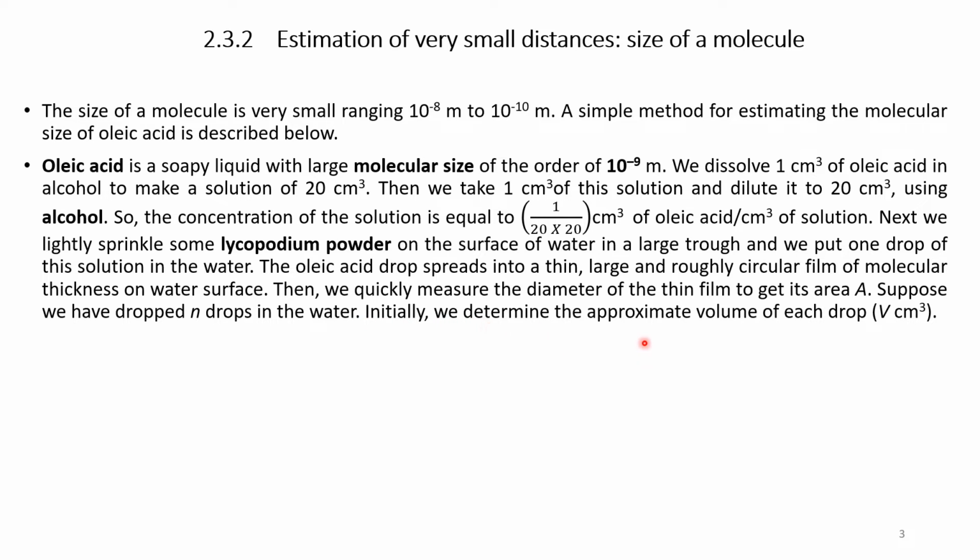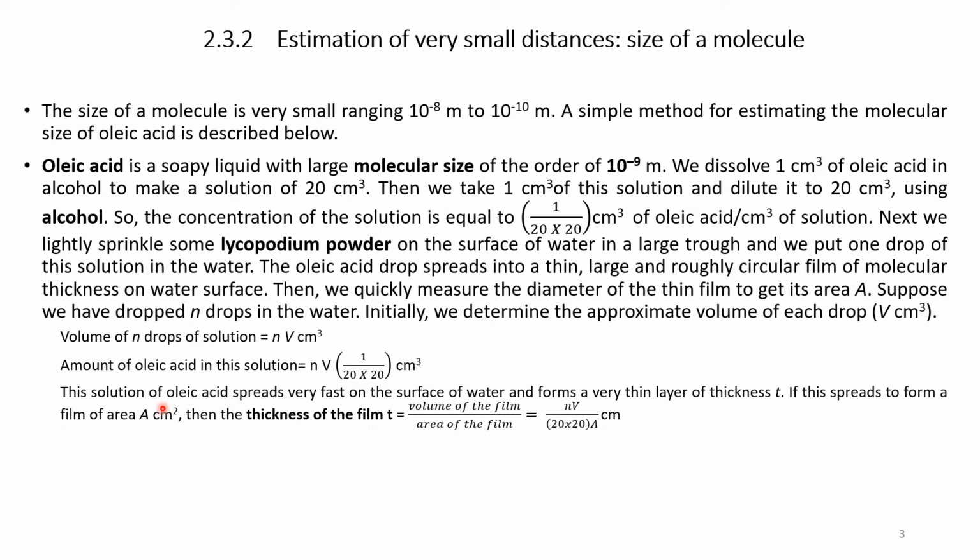Initially, we determine the approximate volume of each drop, V centimeter cube. The volume of n drops is equal to n into V centimeter cube, and amount of oleic acid in this solution is equal to n into V into 1 by 20 into 20 centimeter cube. This solution of oleic acid spreads very fast on the surface of water and forms a very thin layer of thickness t. If this spreads to form a film of area A centimeter square, then the thickness of the film will be t.